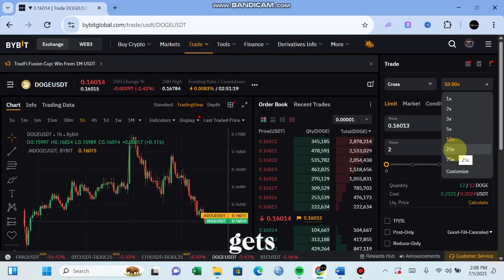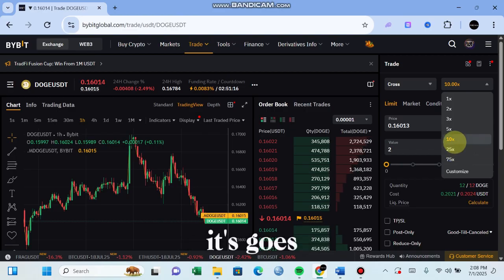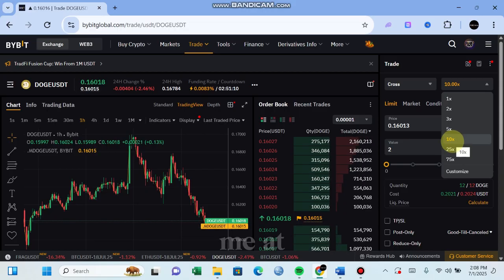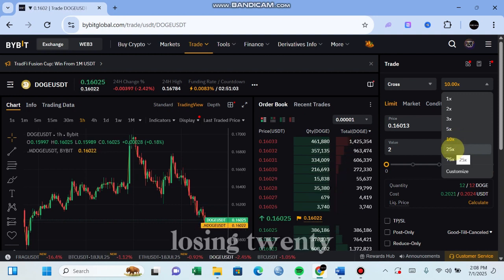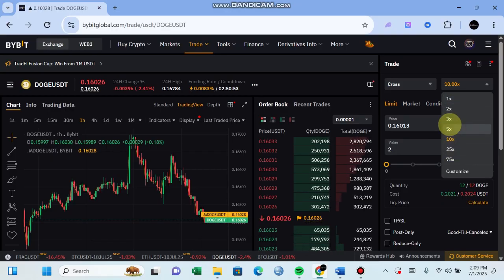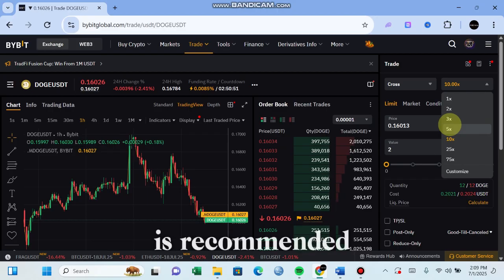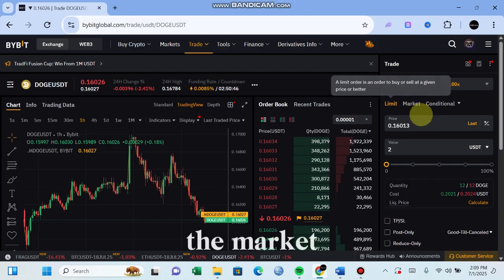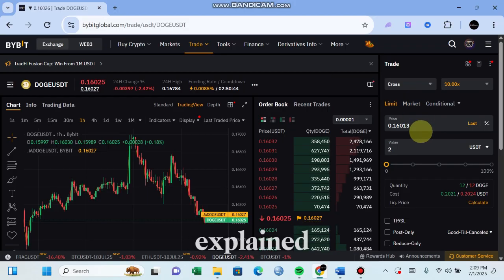It also goes the same way the other way. If I'm using 10x leverage and it goes against me by 1%, I'll be losing 10 times my money. If I use 25x leverage, I'll be losing 25 times the money I put in. But if it goes in my favor and I use 10x leverage, I'll be making 10 times my profit. Same thing goes with this. So most times for newbies, it is recommended you use 10x leverage. So we have the limit and the market. Limit and market are very similar to what I've explained before.